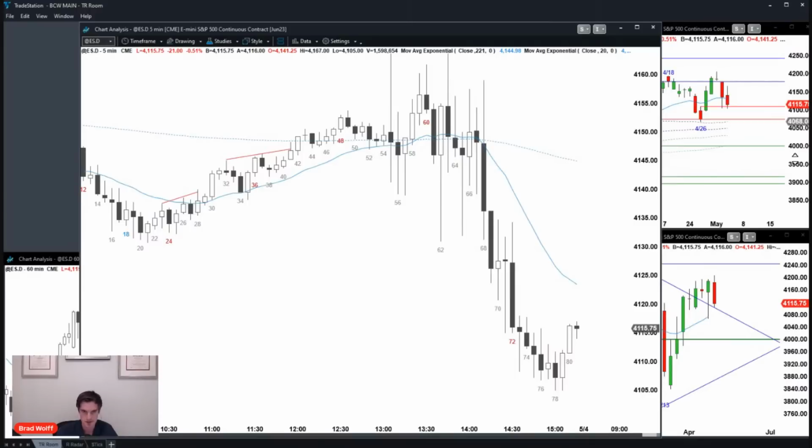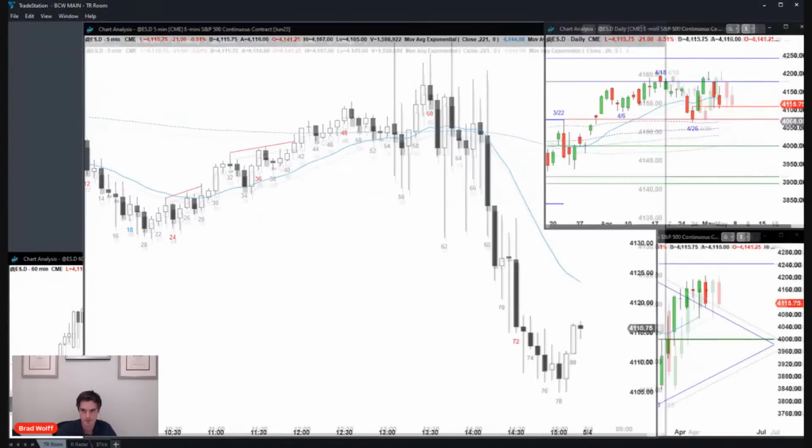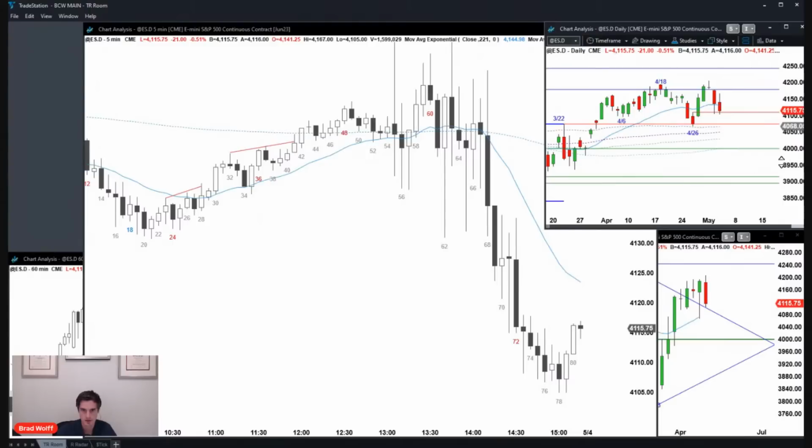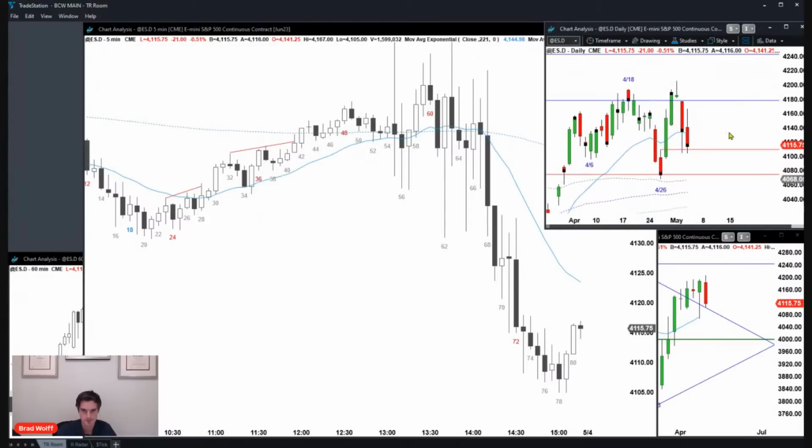Let me take a look at questions here. Is today's bar a pullback? It was. You can see on the daily chart that the market sold off, had a fairly deep pullback up to here, and then formed a second leg down. So you could call it a pullback.